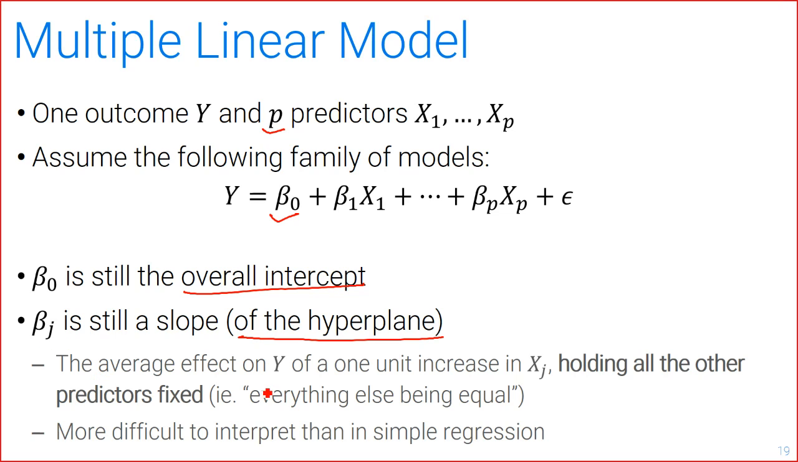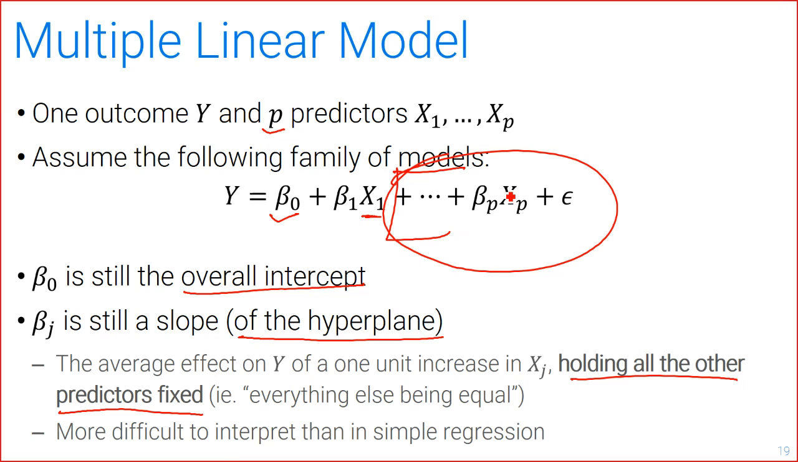And what they mean is the average effect on the response of a unit increase in xj, holding all the other predictors fixed. If you remember from the other lectures, we are again referring to this, everything else being equal. So this beta 1 tells me how much the y increases or decreases for a unit increase in x1, holding everything else in the model the same. Because of that, the model is now going to be more difficult to interpret than in simple linear regression, because we have this effect of the other variables that we cannot just remove. We cannot look at individual coefficients without considering the others. We're going to see examples.